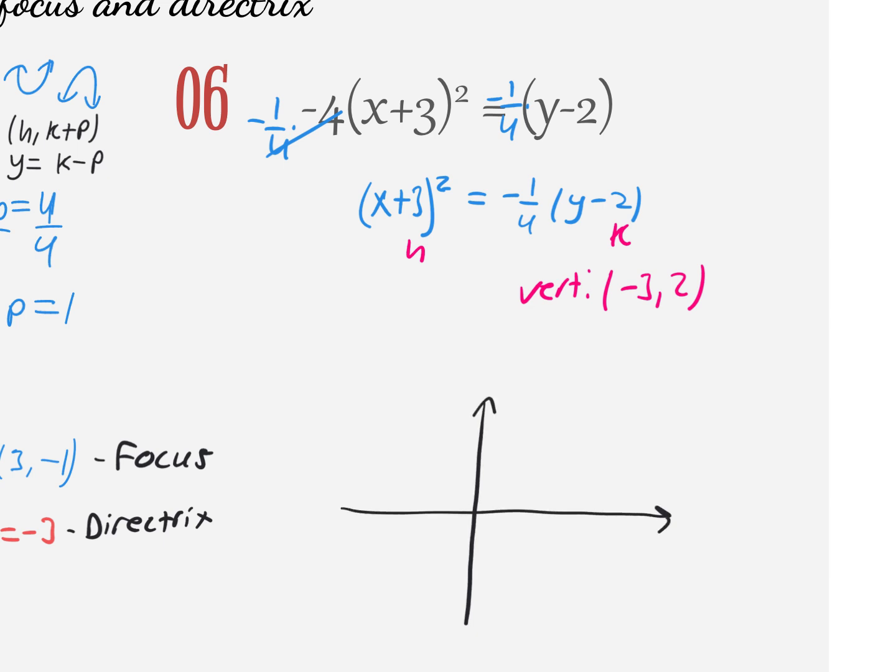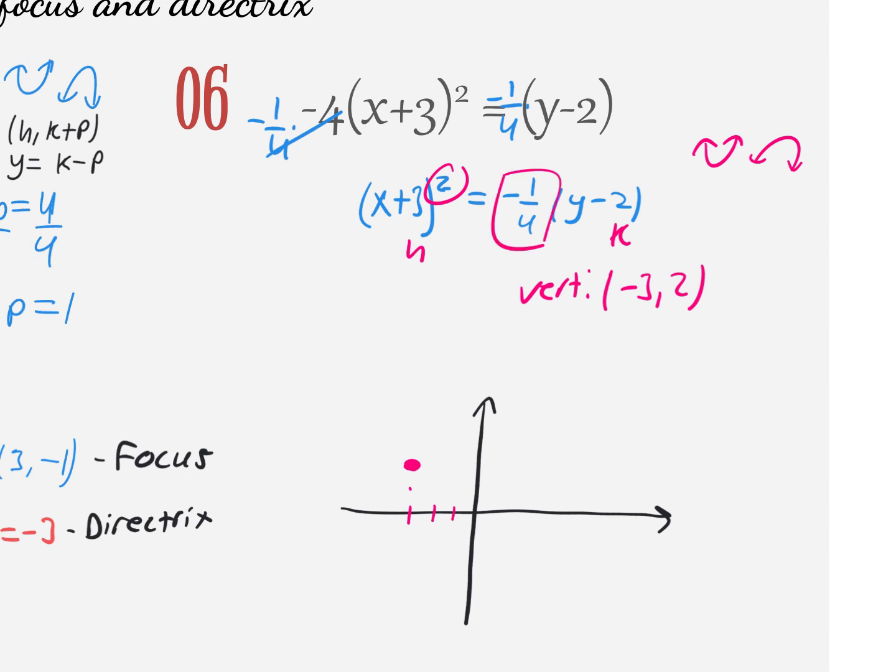All right, so -3, 2. I'm going to say that's right there. Right, and because it's an x squared, I still know that it's going to go either up or down, right? If x is our squared variable, it's going to be up or down, depending on which one it is. We're going to have to find out depending on our p-value.